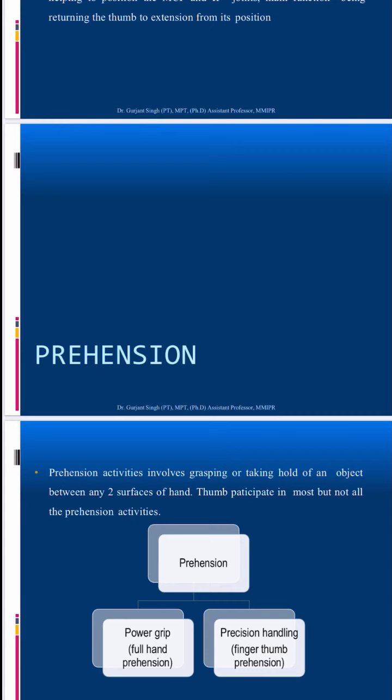Power grip is also called full hand prehension, whereas precision handling is the fine movements between the finger and thumb. In the power grip, there are four phases: opening of the hand, positioning of the fingers with respect to the object, bringing the fingers to the object, and then maintaining the static phase. Whereas in precision handling, there are three phases: opening the hand, positioning the fingers at the object, and then bringing the fingers to the object.